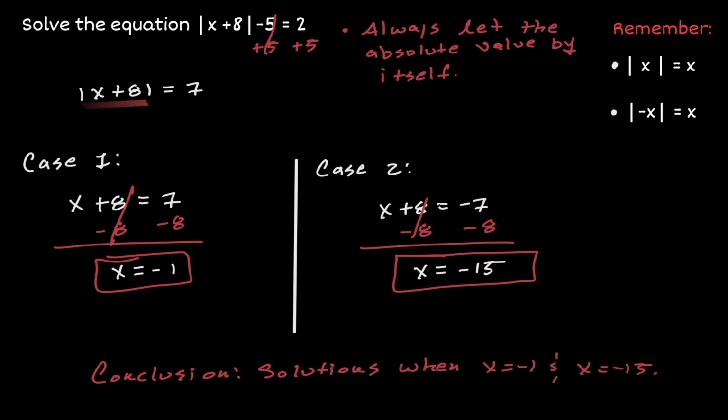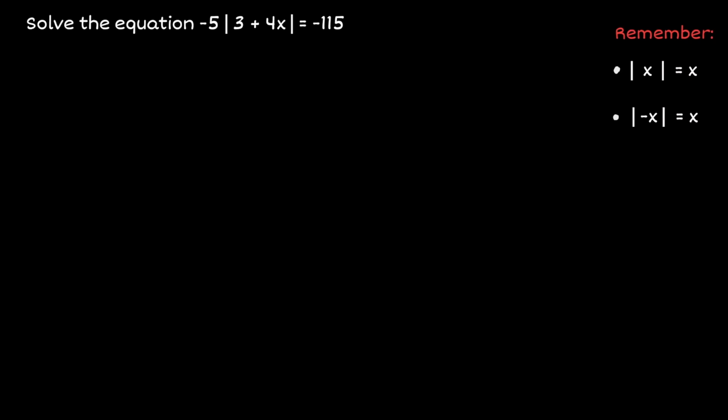Let's take a look at another example. In this example, notice that the absolute value is not by itself. The absolute value is being multiplied by -5. So before we consider those cases, we need to make sure that the absolute value is by itself. So we need to think of ways of canceling that -5. But we know that the -5 is multiplied, so we need to do the opposite, which is division.